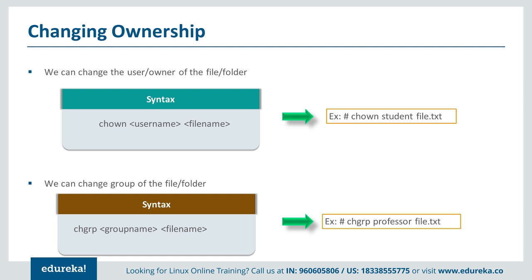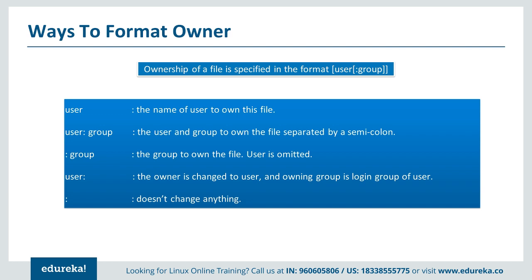chgrp changes the group. Ownership of a file is specified in a specific format: user, colon, group. User is the name of the user to own this file. User:group gives the user and the group to own the file, separated by a colon. Only :group gives you the group to own the file, with the user removed from here. Only user means the owner is changed to that user, and the owning group is the login group of the user.